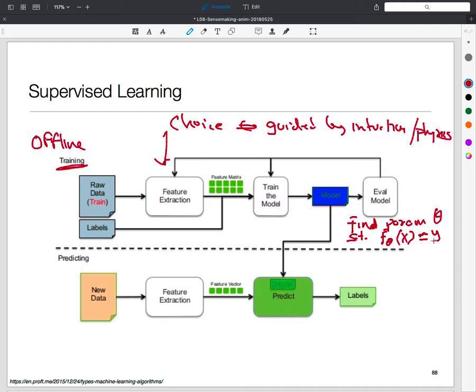So the way it is done, and this is very good practice, when you get the data, you divide it into three parts. So you have a bunch of labeled data, you divide it into three sets: training, validation, and test. And this test you keep away.